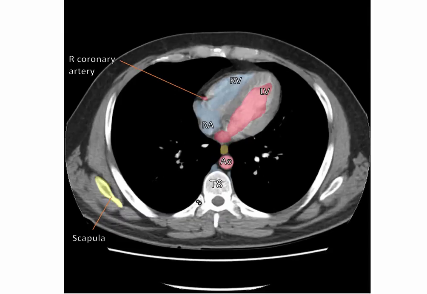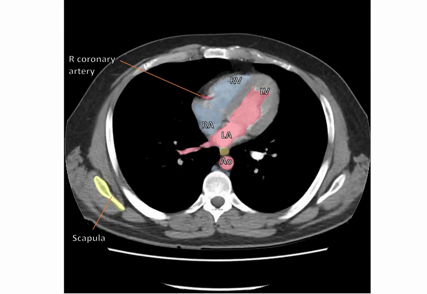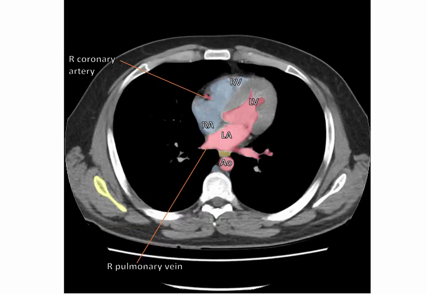At this level, we can begin to see the left atrium, which is the most posterior chamber of the heart. Here, we can see some of the right pulmonary veins, which are draining into this left atrium. And here, we can see a left pulmonary vein also draining into the left atrium.